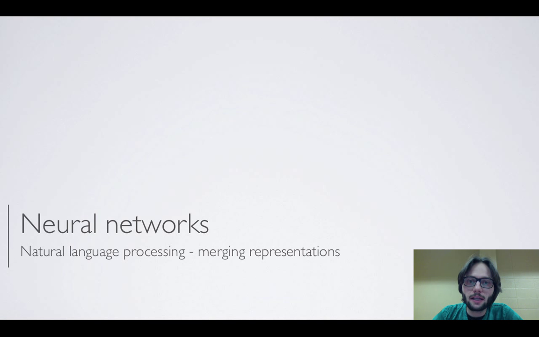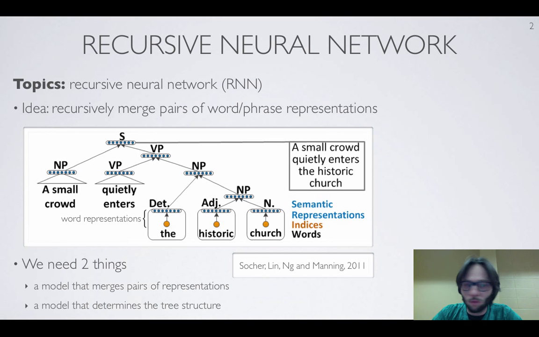In this video, we'll look at how representations are merged in a recursive neural network. So we briefly described the recursive neural network in the previous video, where after we've extracted a syntactic parse tree of a sentence, we essentially merge representations by following the structure of the syntactic parse tree. And these representations are merged by a neural network.